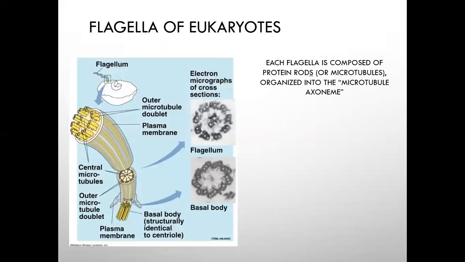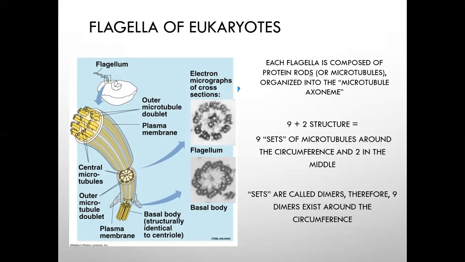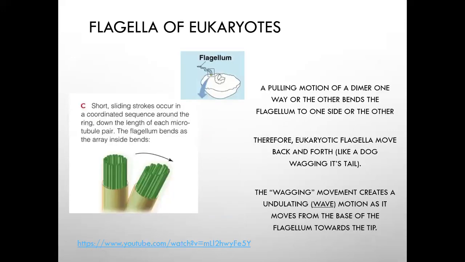Each flagellum is composed of protein rods. Not a singular helical rod like our prokaryotes, but multiple rods. What we actually have are 9 sets of microtubules around the outside, so you can count those, and then 2 sets in the middle. These sets are also called dimers. So 9 dimers around the outside with 2 in the middle, and that's why we refer to it as a 9+2 structure.